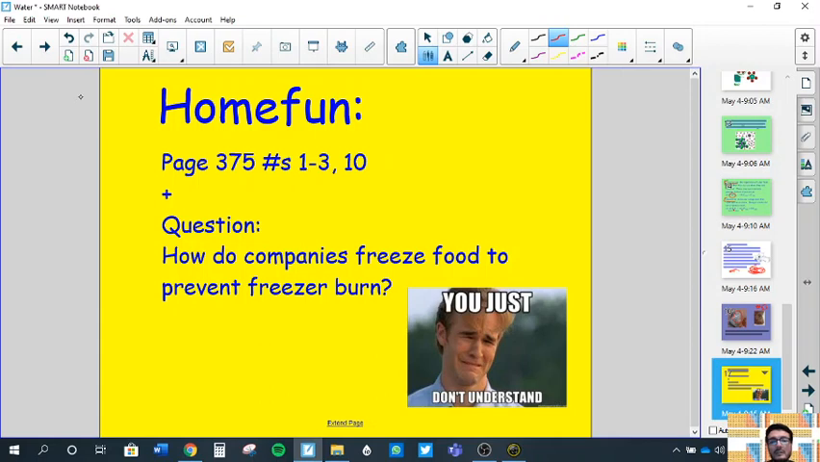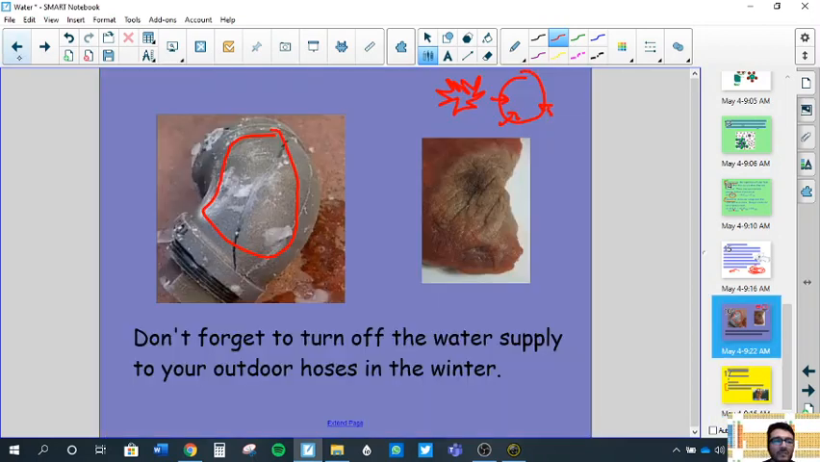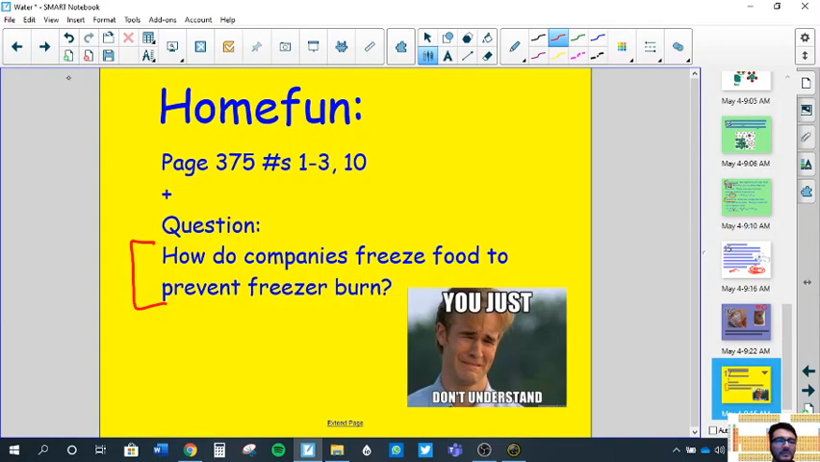All right, so that's just a little bit more to add on to what we've already talked about with water. Here's your homework. Here's a question I'm not going to answer right now, but we can when we next meet virtually. How do companies that transport food specifically freeze food to prevent freezer burn? Because if it's being transported from one area to another and has to be cooled or frozen, how is that food not spoiled and not burned in this way? So something to think about.